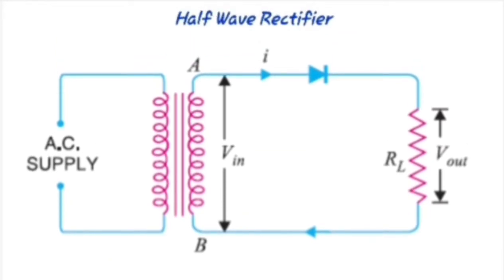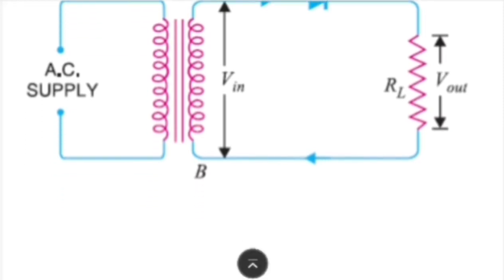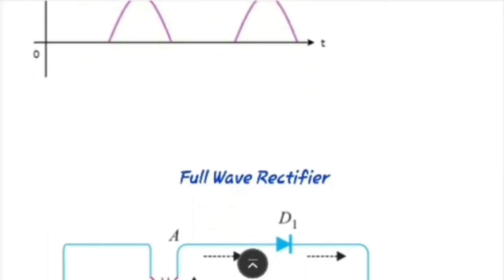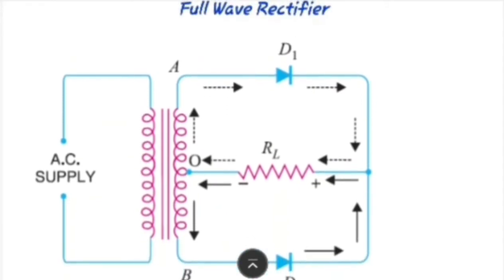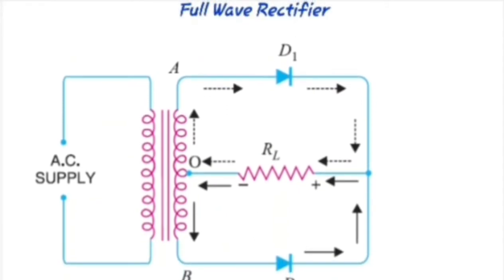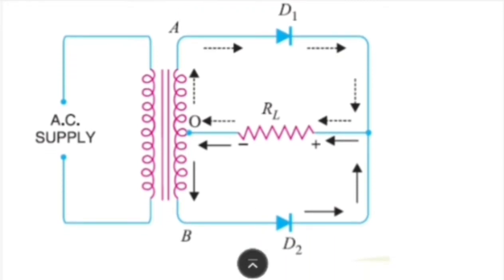When we use another circuit which is modified by using a center tap transformer, that particular circuit is called a full wave rectifier. In that circuit we have to use a couple of diodes. So in the next part, full wave rectifier, we can see there are two diodes. Here again a simple transformer is used, but this transformer is different from the transformer that we used in the previous case. This transformer is called a center tapped transformer.